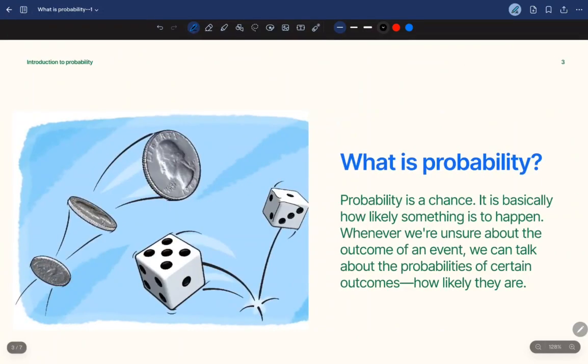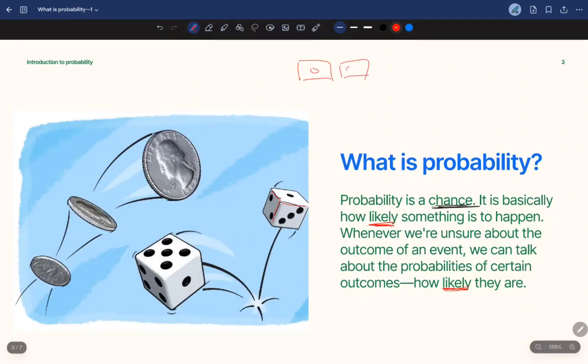Let's move on. So what is actually probability? Probability is a chance. It is basically how likely something is to happen. Whenever we are unsure about the outcomes of an event, we can talk about the probabilities of certain outcomes, how likely they are. As you can see, there's a dice here, and a dice has 6 different faces.